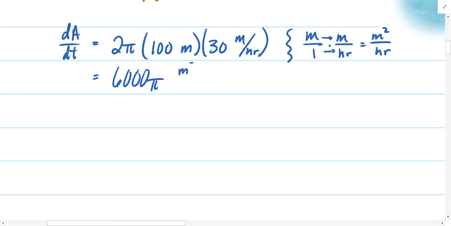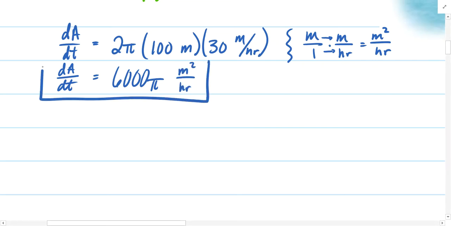And that's perfect for us because the answer that we were going for is the rate of change of area per unit of time. And meters squared represents our area, hour represents our time, and we have a wonderful answer that actually addresses the question here. When the oil slick is 100 meters in radius, the area of that oil slick is growing at a rate of 6,000 pi meters squared per hour.